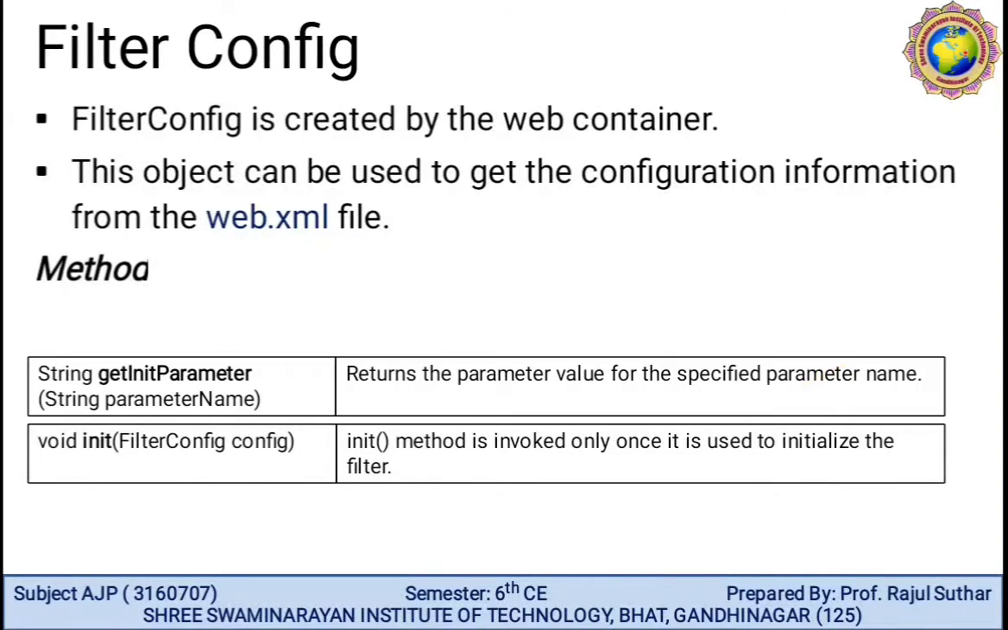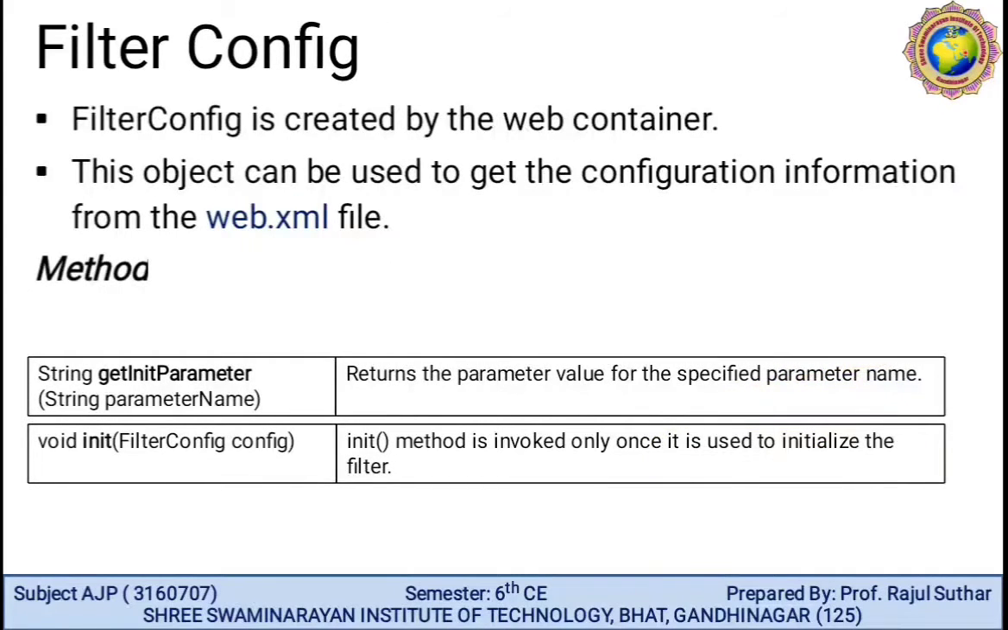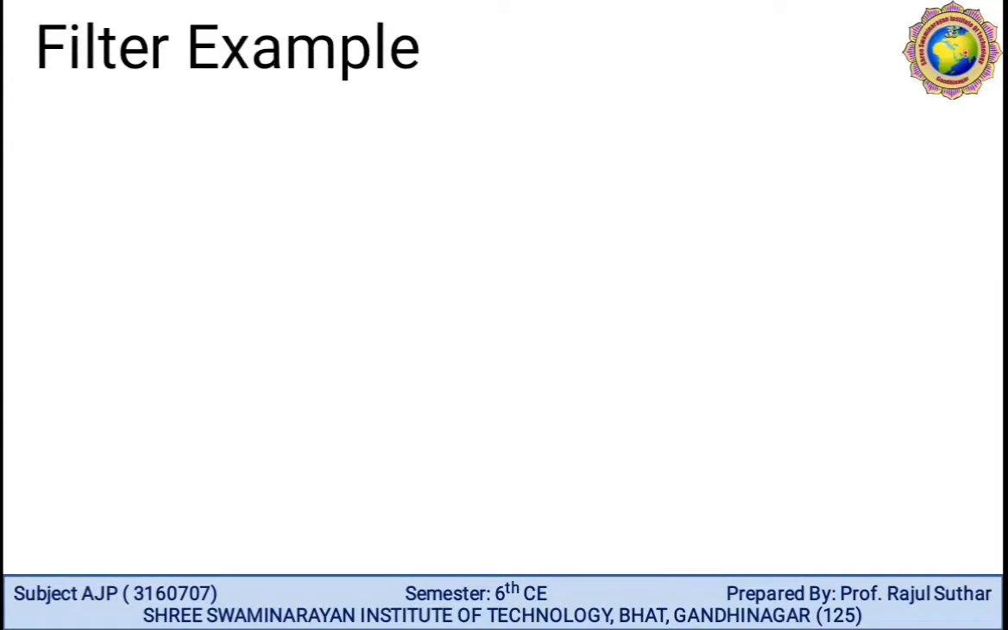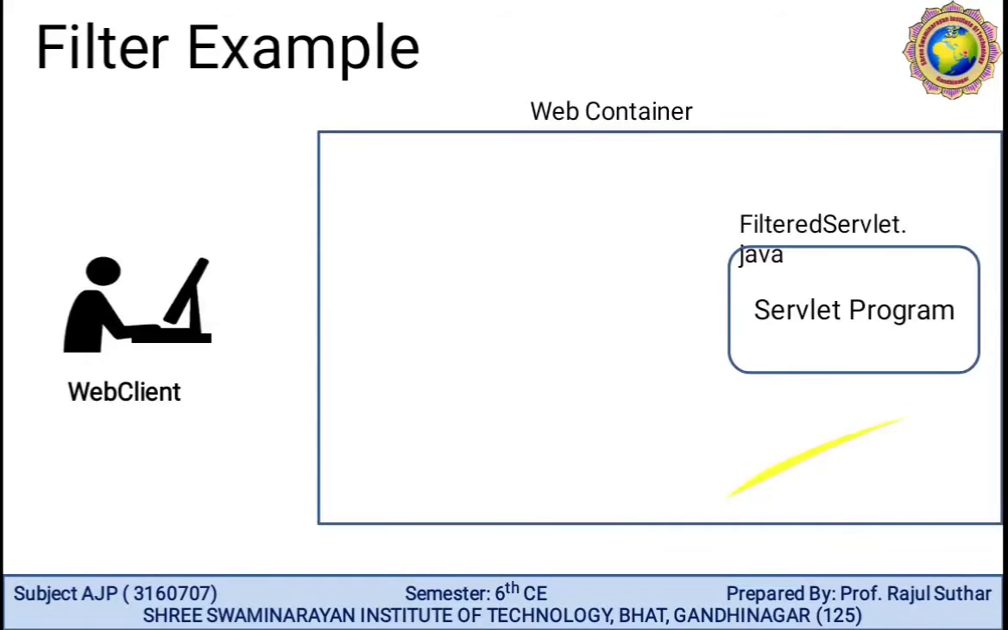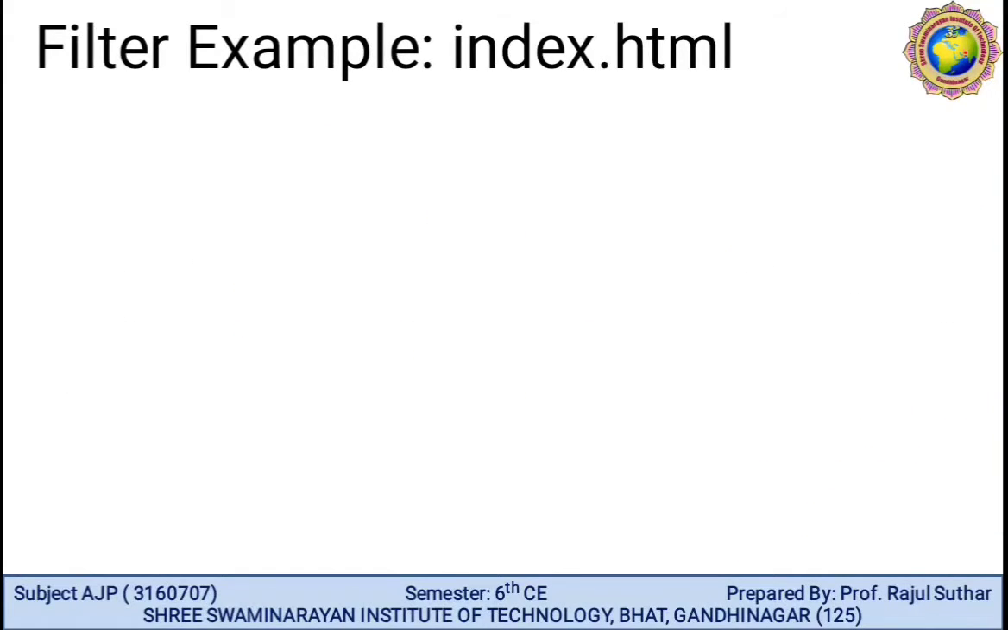So methods like void init and String getInitParameter. getInitParameter returns the parameter value of the specified parameter name. And the initialization method, we are all familiar with it: the init method is invoked only once, when it is used to initialize the filter object. In the same way, let me check the example.